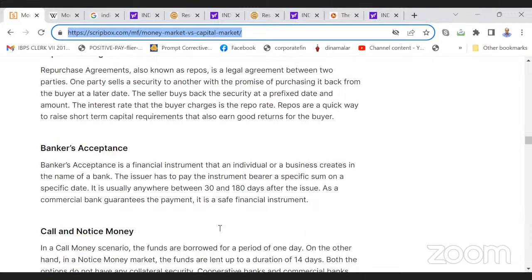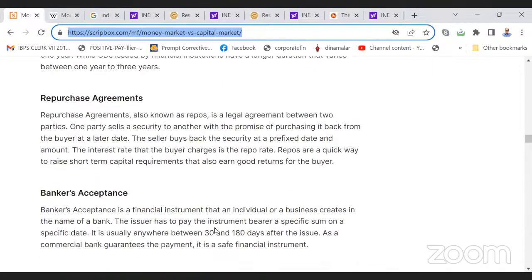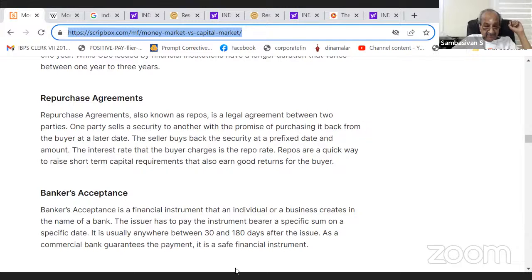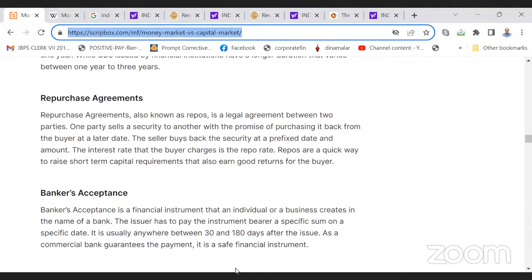Banker's acceptance. Banker's acceptance is a financial instrument that an individual or a business creates in the name of a bank. The issuer has to pay the instrument bearer a specific sum on a specific date. It is usually anywhere between 30 and 180 days after the issue. As a commercial bank guarantees the payment, it is a safe financial instrument.